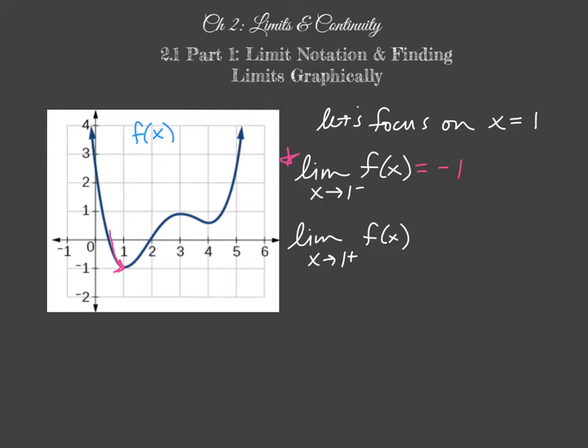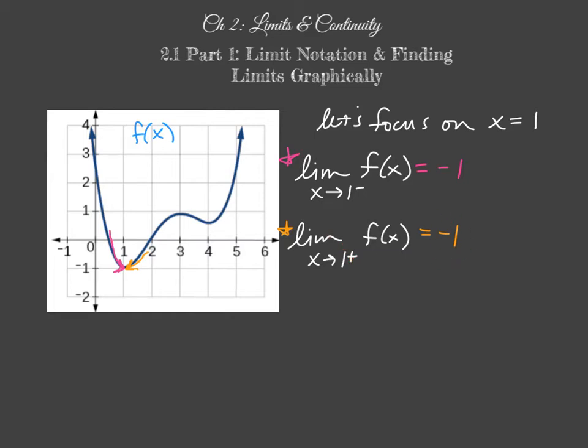And then how about from the right? Let's look at that from the right. So this is our right-handed limit, or right-sided limit. As we approach the value x is 1, from the right, coming down this way, what y value are we approaching there as we approach when x is 1? We're approaching the same y value, negative 1. So it looks like our left-sided limit is negative 1, and so is our right-sided limit.